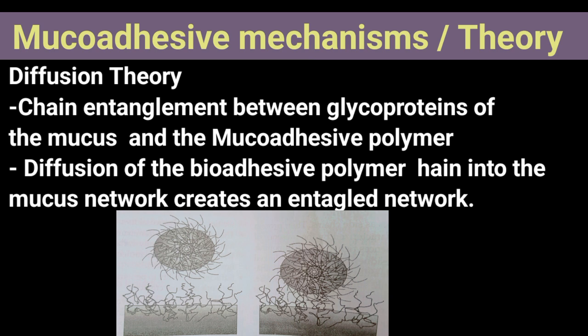Aap yahan pe figure mein dekh sakte hai ki initial stage mein, first figure mein, dekhiye ki first it contacts the mucous glycoprotein, and then after diffusion of this mucoadhesive polymer into the glycoprotein, and to make a chain entanglement, a network is created between the two surfaces, between the formulation, means between the mucoadhesive polymer and our mucous membrane. So diffusion of the bioadhesive polymer chain into the mucous network creates an integral network, and it is very important to form a diffusion of the mucoadhesive polymer into the mucous membrane.